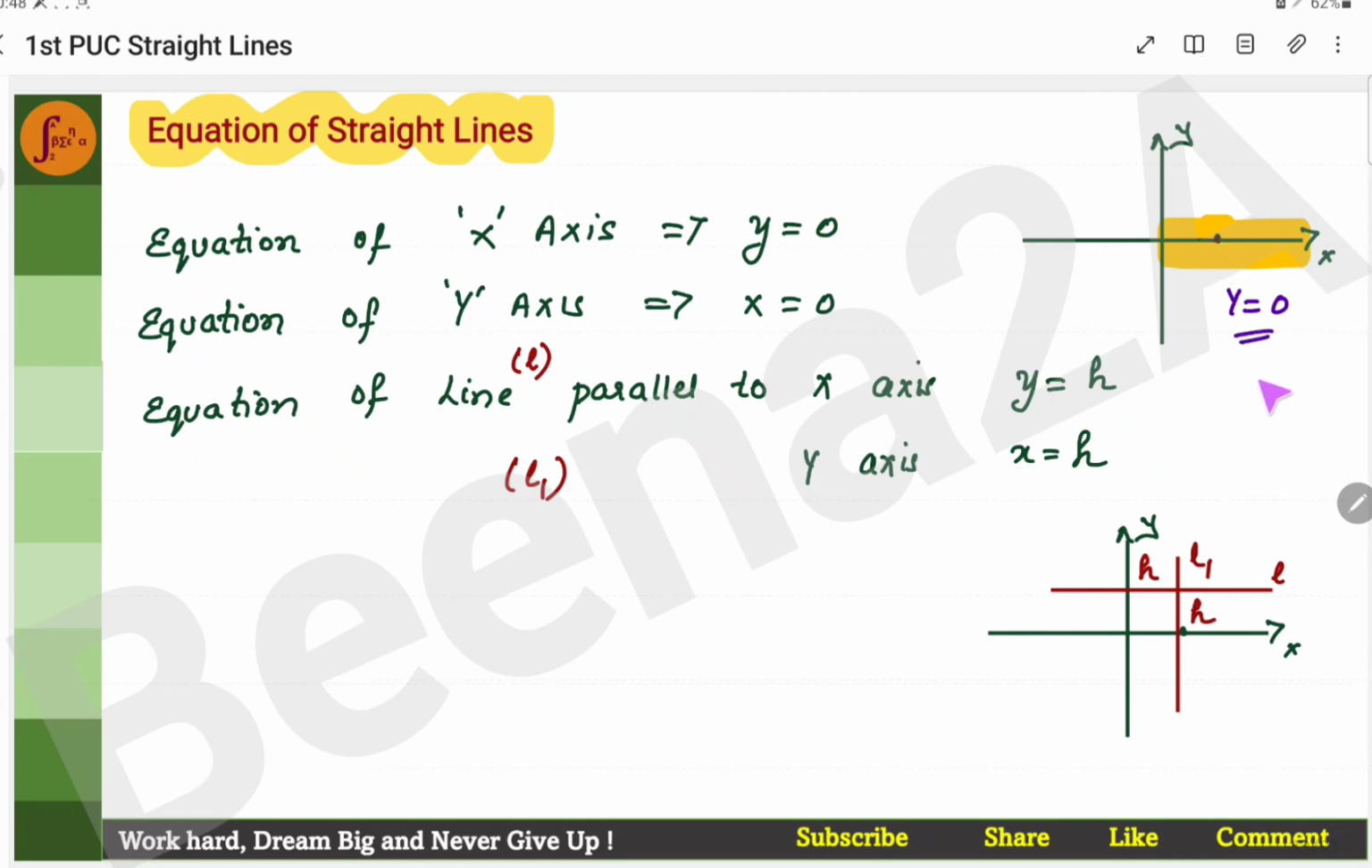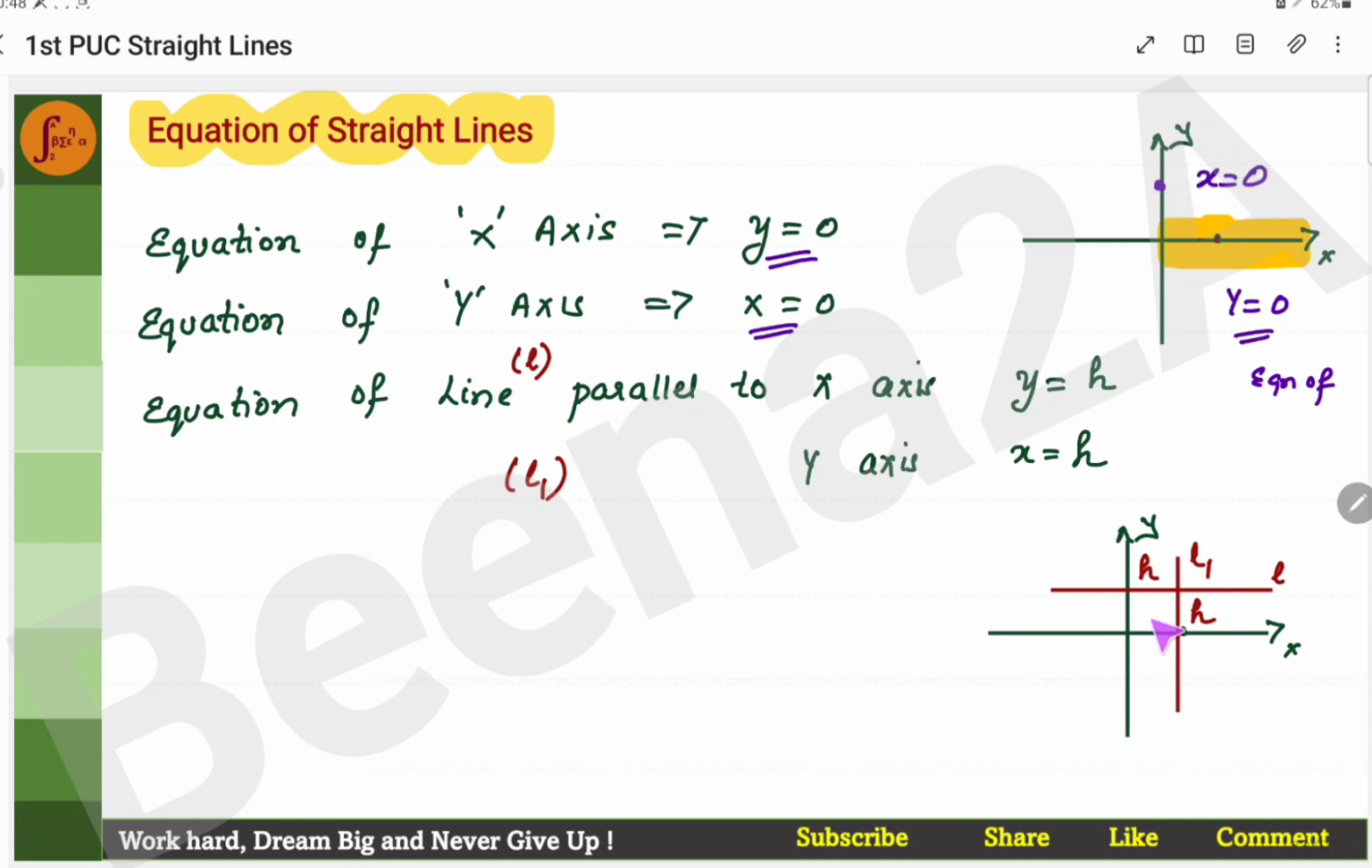So what is the equation of the x-axis? Nothing but y is equal to 0. Similarly, the equation of the y-axis would be x is equal to 0. If I have any point on the y-axis, there is no x coordinate, so it's going to be x is equal to 0.